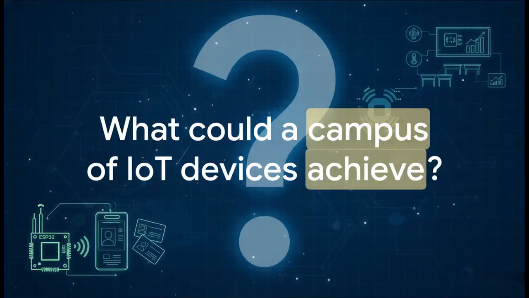So, we've just seen how simple, affordable hardware can fundamentally change how one room operates. I want to leave you with this final thought. If just an ESP32 and an RFID scanner can completely revolutionize a single classroom's attendance and energy profile, what could an entire campus of interconnected IoT devices achieve? Imagine a fully optimized, totally data-driven campus. It's wild to think about.